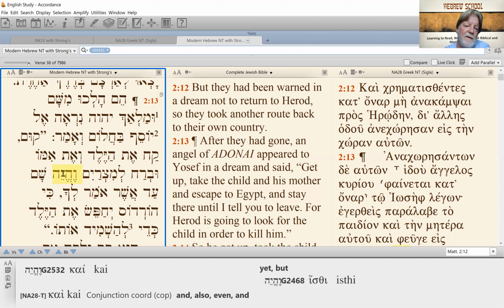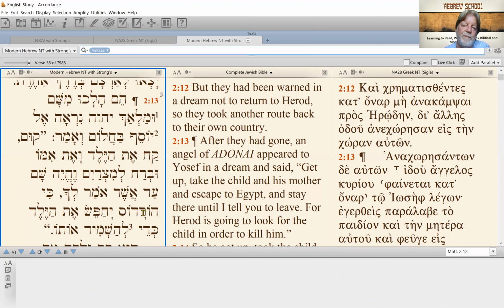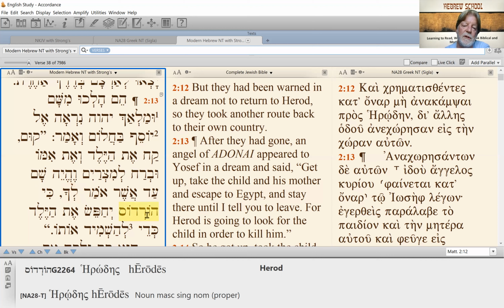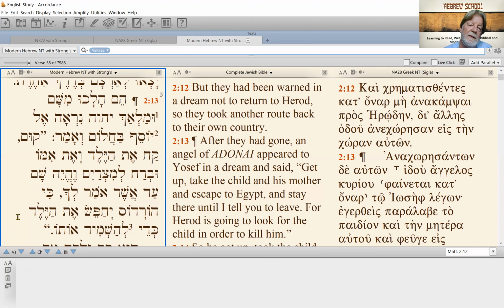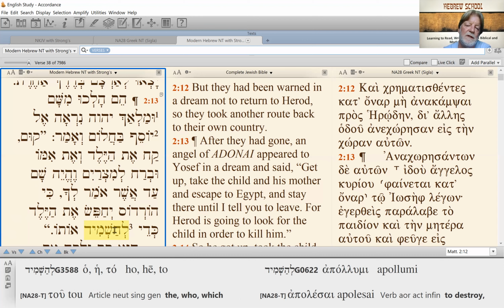And be there, live there, sham, until, asher omar, which I tell to you, lecha. Ki, because Herod, yechafes, he's going to seek out diligently. This is another word for seeking out and investigating. He's going to find et hayeled, the child, so that le chashmid. Shamid or shamad means to destroy.